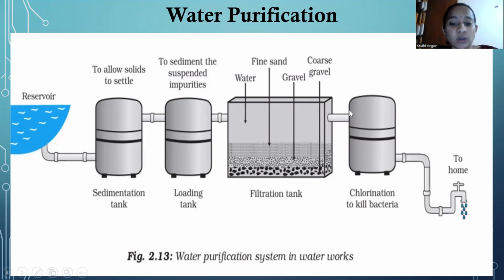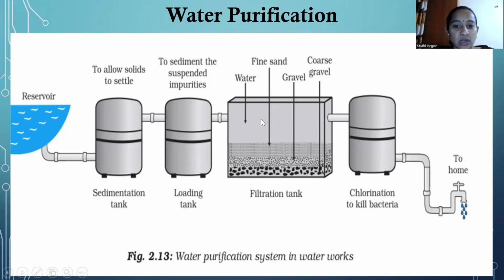Then it is passed to the filtration tank. The filtration tank will have different layers. It will have different layers like coarse gravel at the bottom. That means they keep slightly bigger stones at the bottom. Then little smaller gravels. Then we'll have fine sand at the top.